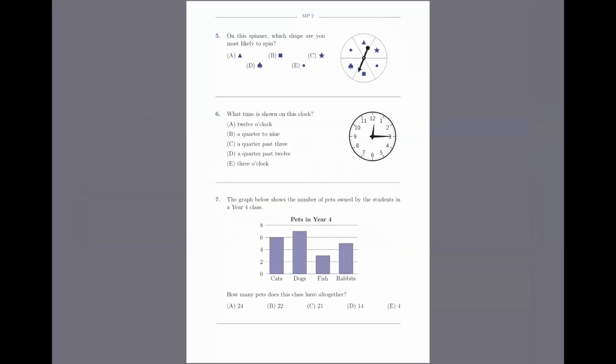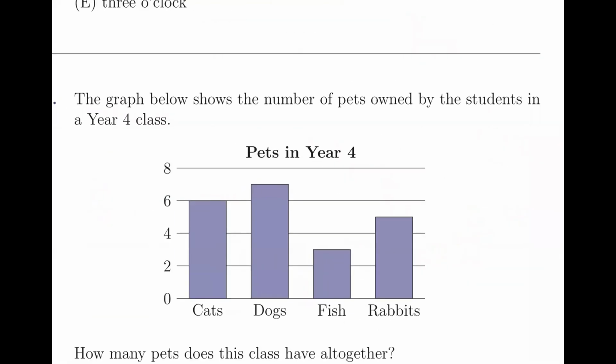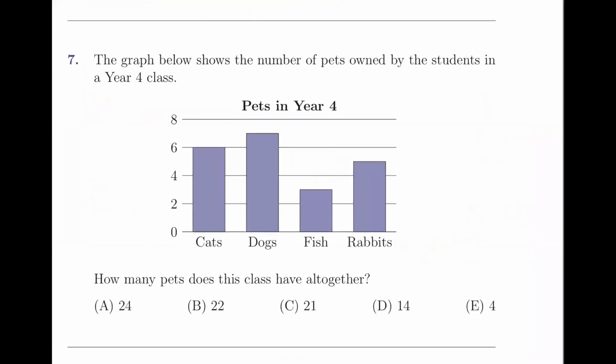Question 7. The graph below shows the number of pets owned by the students in a Year 4 class. How many pets does this class have altogether? So we can see over here that 6 owners own cats because it is on the 6th line. This over here, that's 7. What's in between 6 and 8? 7. So 7 people own dogs.